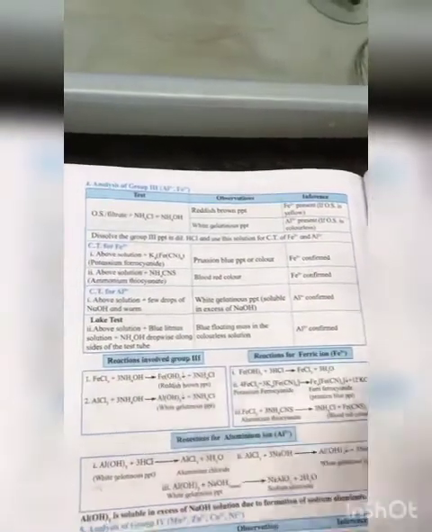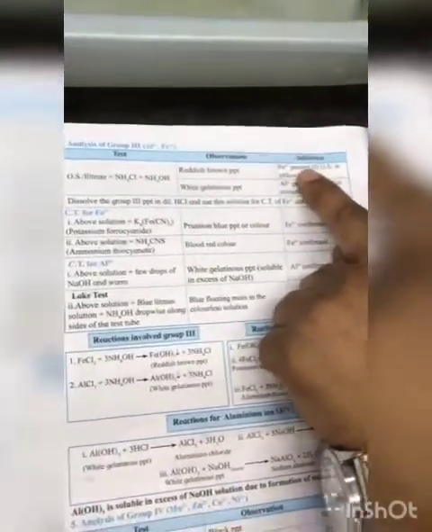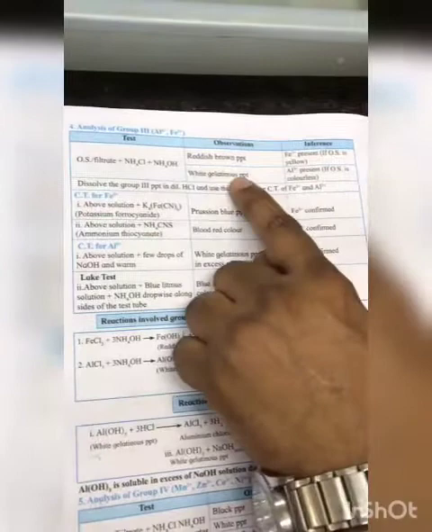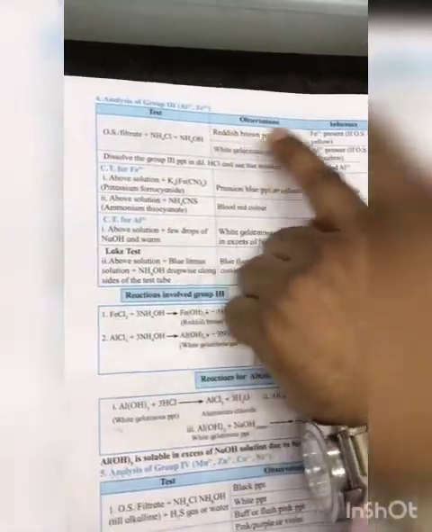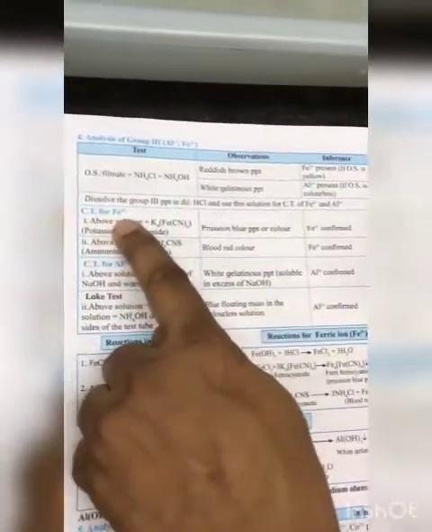It is not required to perform it again because it is the same reagent, the same combination, and you will get the same observation, a reddish brown precipitate. Since we have a reddish brown precipitate, ferric ion is present. In case we get a white precipitate, then aluminum will be present. Since we are getting a reddish brown precipitate, ferric ion is present, and we are going to perform the confirmatory test for the iron or ferric ion.